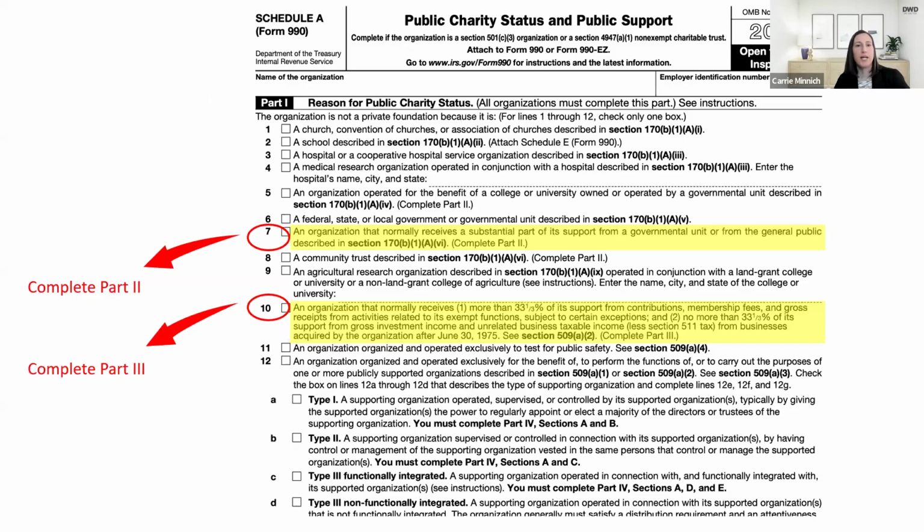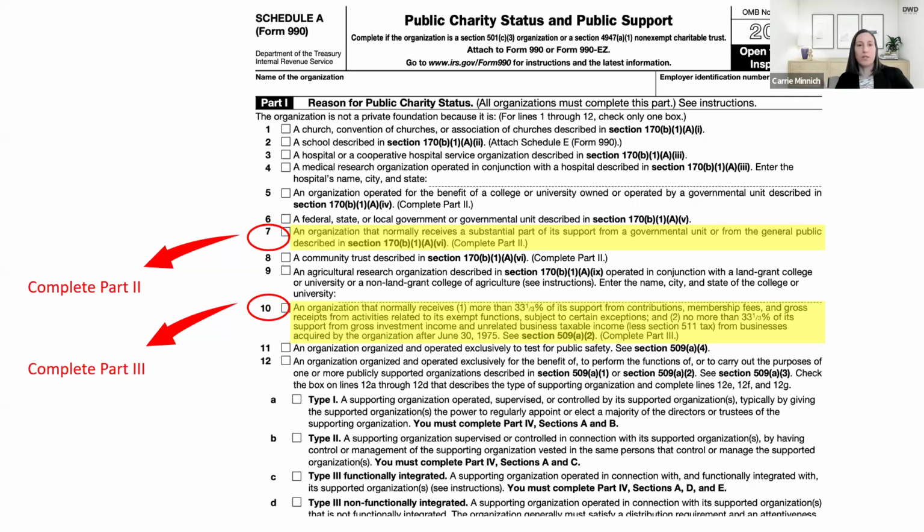If we look at the first page of Schedule A, the first part basically asks, why is your organization a public charity? Most organizations fall under number 7 or number 10. Number 7, you normally receive a substantial part of your support from a government unit or from the general public. Or number 10, you normally receive 33 1/3% of your support from contributions, membership fees, gross receipts from activities related to exempt functions, and so forth. So if you receive some program service fees as well as contributions, you're probably going to check number 10.